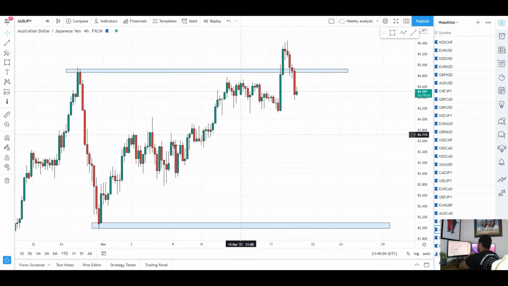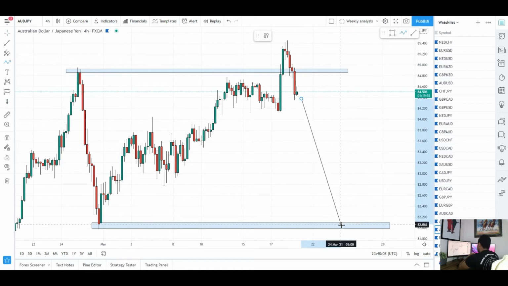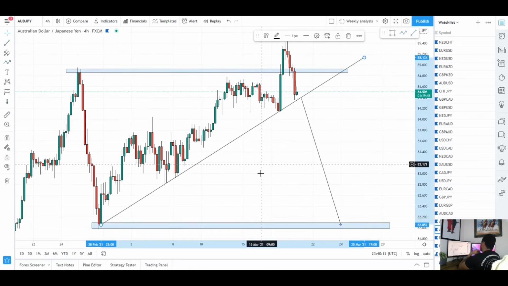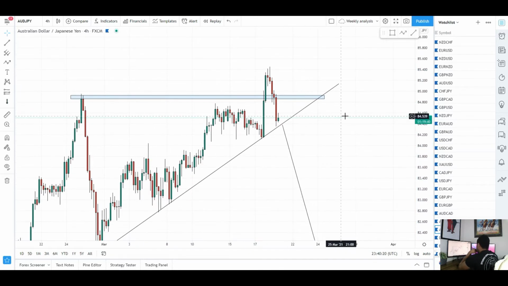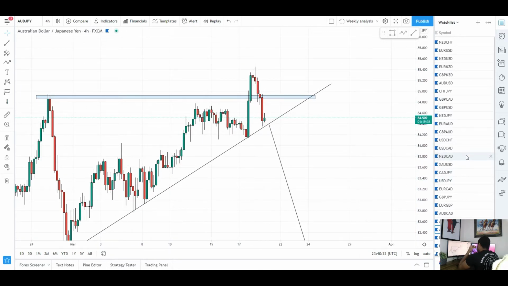If we do hold this level, could see another swing back into that level here, and just continue a little bit of a range basically between that resistance and that support. So expect to see it move to the downside for AUDJPY, but we do need to hold below that level there. And I'm also currently in a GBPCAD long position.